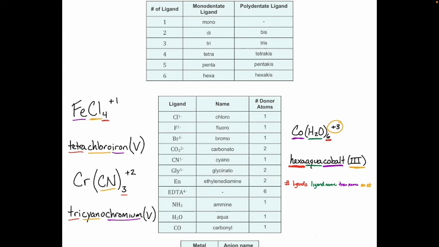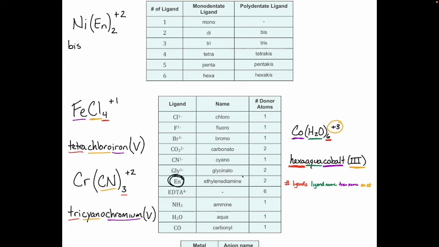All right, so now let's do one with our polydentate ligands. Okay. So what about something like NiEn2+2? For our polydentate ligands, anything with a number of donor atoms greater than one, we got to use this set of prefixes here. So instead of using di, I'm going to use bis. I don't make the rules, all right? I have no idea what the logic behind this is, all right? So this is now bis.